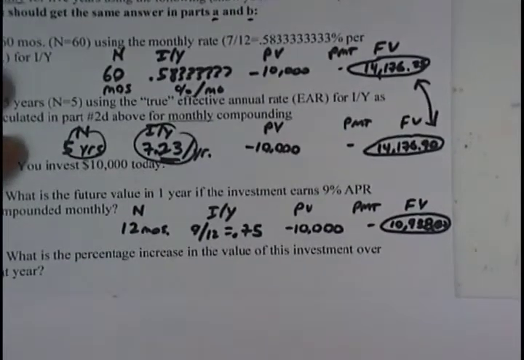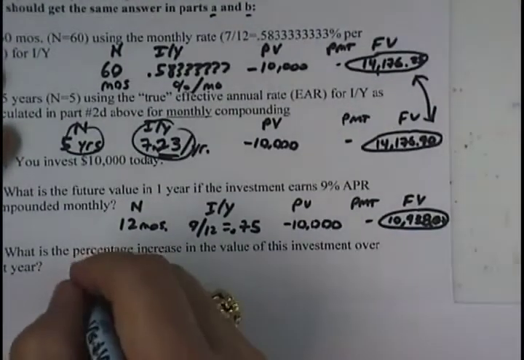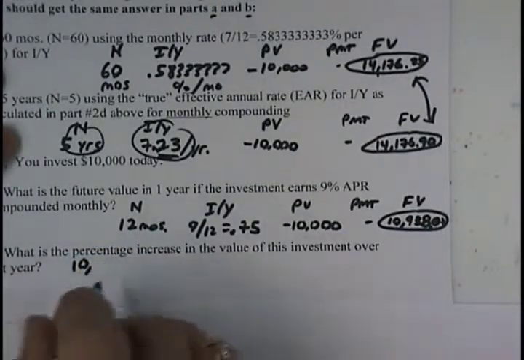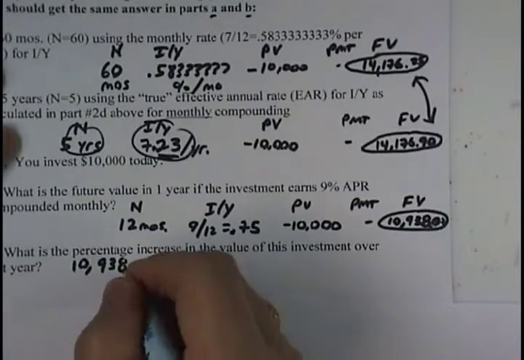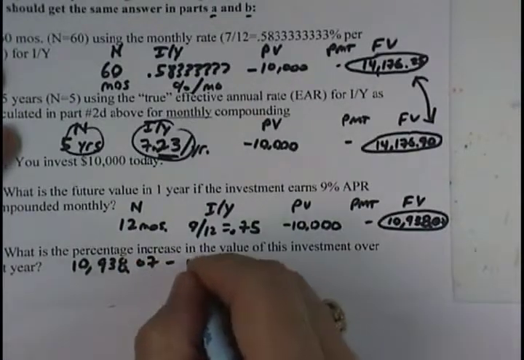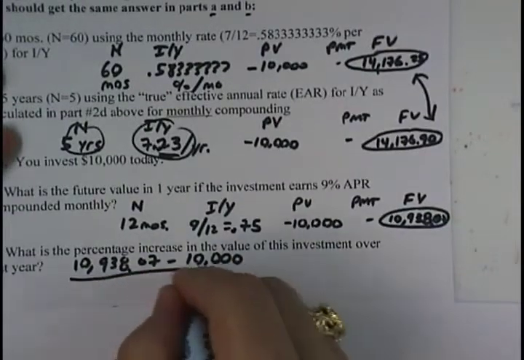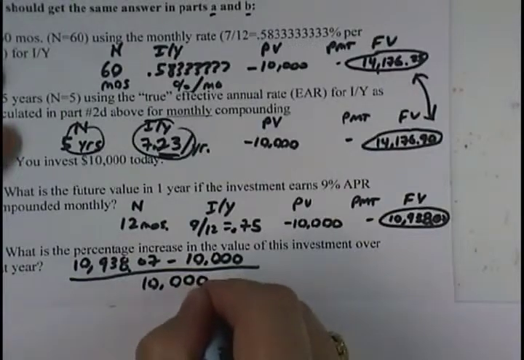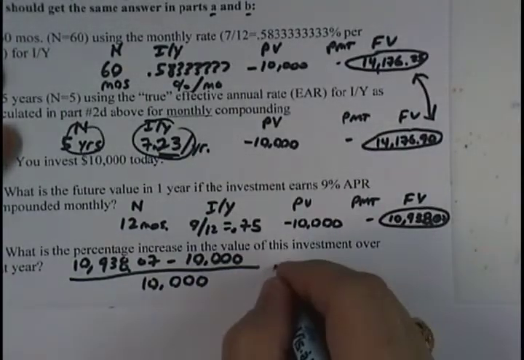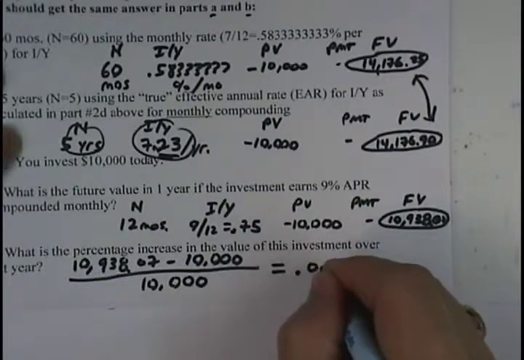Part B says, what is the percentage increase in the value of this investment over the year? I end up with 10,938 and 7 cents. I started the year with 10,000. So my investment increased by 938.07 on a $10,000 investment.